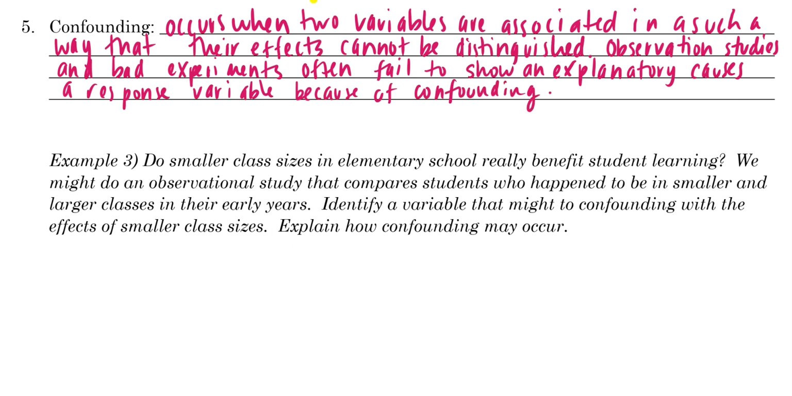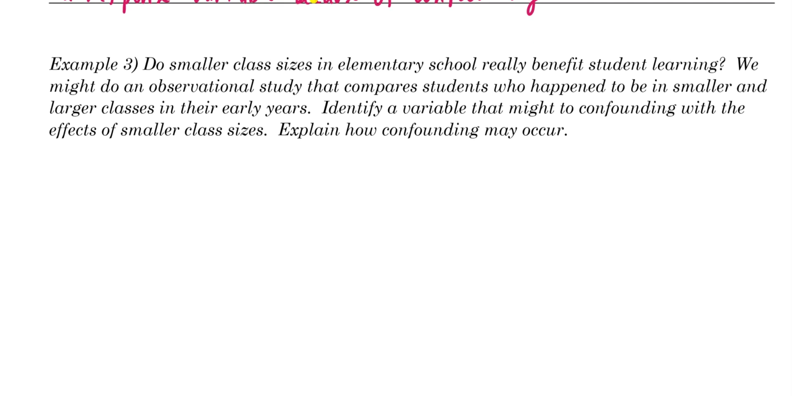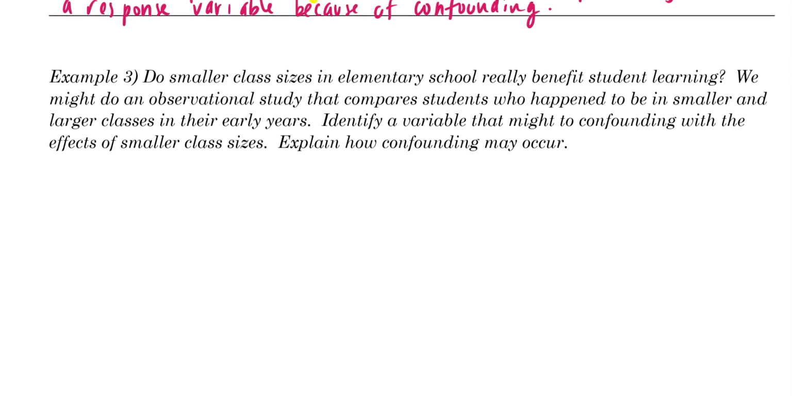Okay, so let's look at an example of that. Do smaller class sizes in elementary school really benefit student learning? We might do an observational study that compares students who happen to be in smaller and larger classes in their early years. Identify a variable that might cause confounding with the effects of smaller class sizes and explain how confounding might occur. So I'll give you a second to try this on your own, but here's a breakdown of this in case that didn't make a ton of sense.